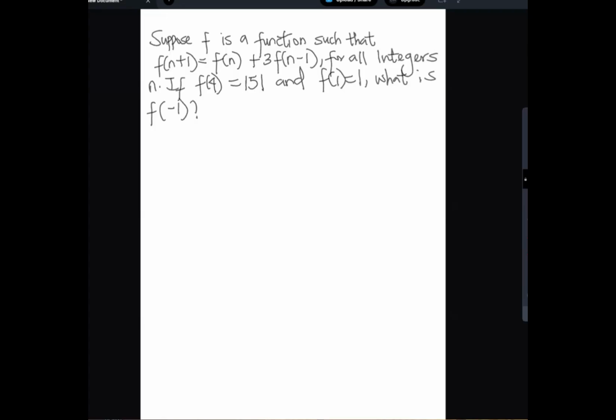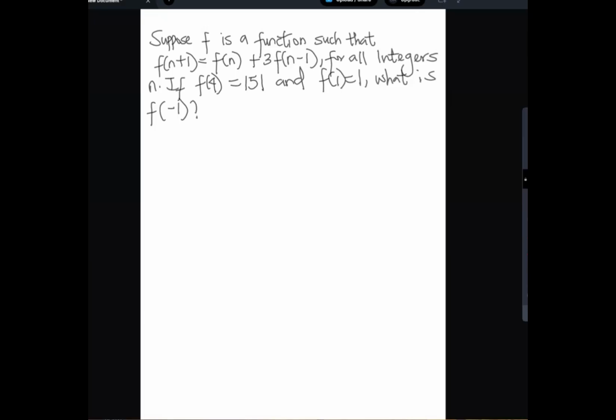So today we have an Olympiad question here that reads, suppose f is a function such that f of n plus 1 is equal to f of n plus 3 f of n minus 1 for all integers n. If f of 4 is equal to 151 and f of 1 is equal to 1, what is f of negative 1? So what do we need to do here?